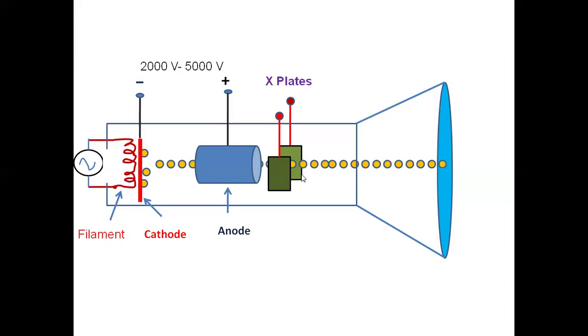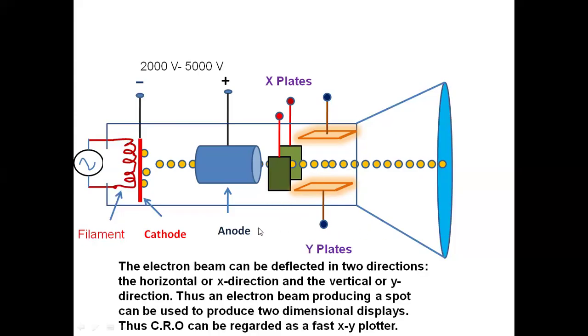In the same way, Y plates are responsible for vertical movement of the electron beam. When the upper plate is made positive, the beam will deflect towards the positive because electrons carry negative charge. So the beam will deflect in the upward direction and the spot will appear on the upper part of the screen. When the lower plate is made positive, the beam will deflect downwards. So the electron beam can be deflected in two directions, the horizontal or x direction and the vertical or y direction. This produces a spot which can be seen on the screen.